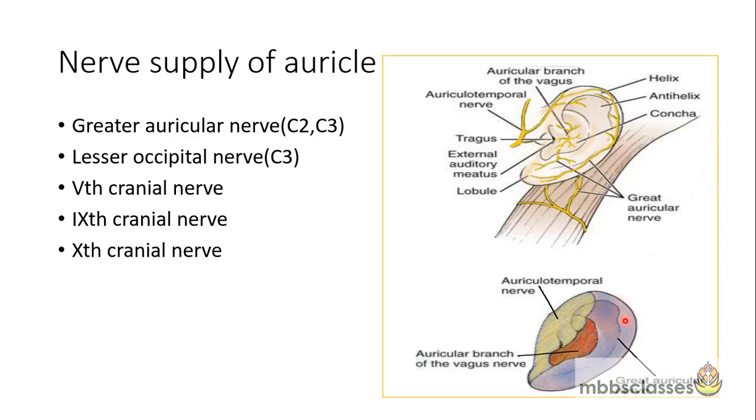Now let's see the innervation on the medial surface. On the medial surface, the lower two-thirds is supplied by the greater auricular nerve and the upper one-third by the lesser occipital nerve. So these five nerves are involved in the innervation of the auricle.